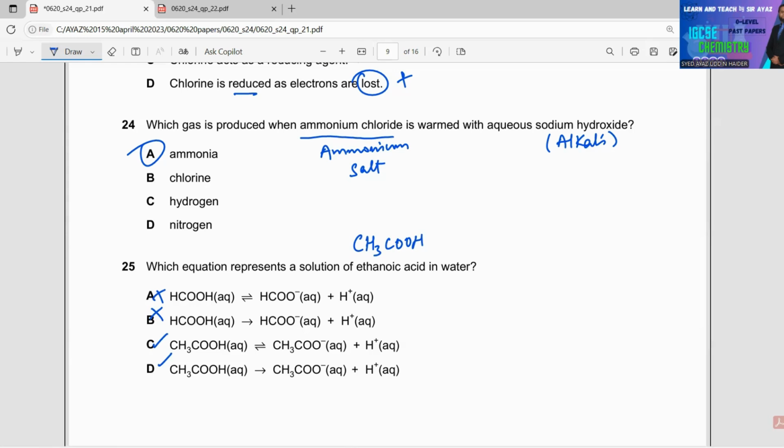Now, ethanoic acid is a weak acid. Whenever a weak acid dissociates or ionizes in water, it will show a reversible sign, which indicates incomplete or partial dissociation of the acid in water. So here, C must be the right answer. D is incorrect.